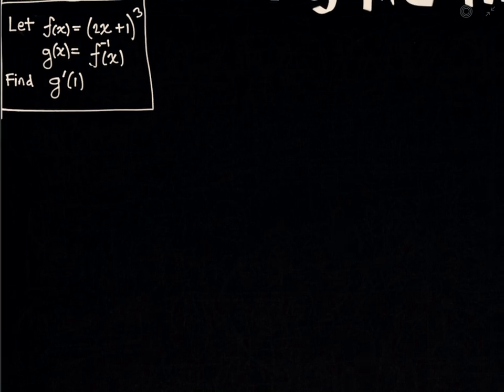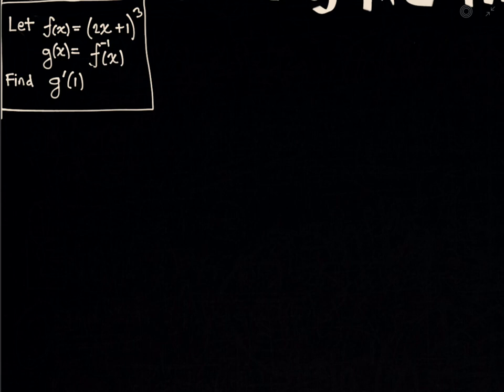This question was in section A, question number 20 on the 2012 AB AP Calculus test, and it goes as follows. Let f of x equals (2x plus 1) cubed, and g of x equals the inverse of f of x. So they want you to find the derivative of g of x, or the derivative of the inverse, at 1. And again, this is exactly what we're talking about.